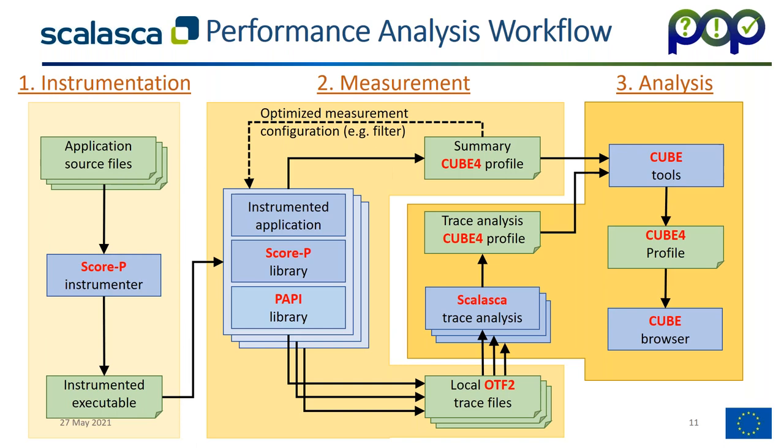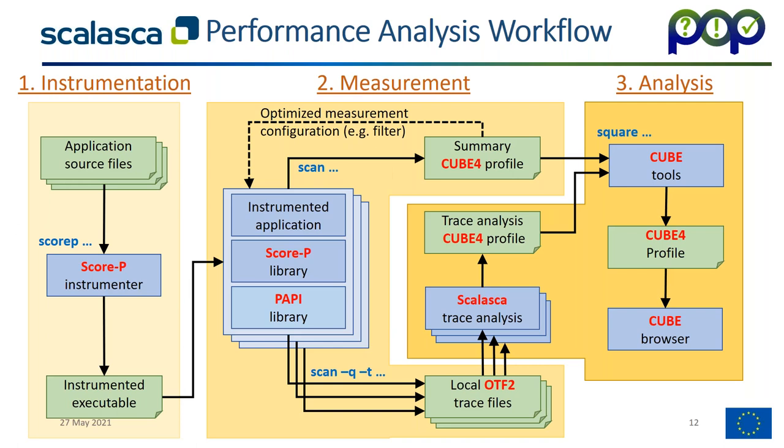In order to make it simple to use the tools, we provide wrapper commands. For instrumentation, you prepend the ScorePI tool in front of every link and compile command. So instead of mpicc something, you say scorep mpicc and so on. You just change a variable in the makefile, typically from the compiler name to scorep plus the compiler name, and then recompile, and then this ScorePI wrapper tool takes care of all the necessary instrumentation.